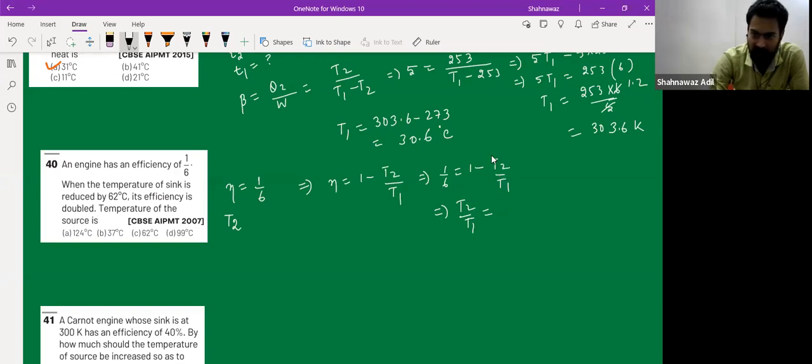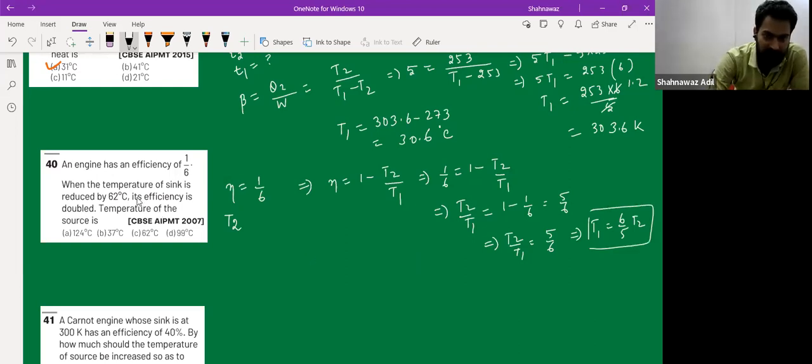T2 by T1 is 1 minus 1 by 6, so this is 5 by 6. What is given? T2 is given, right? T2 by T1 is 5 by 6. So T2 is given, and we want to calculate T1. So T1 would be 6 by 5 T2, right? So this we know. And what is the second condition?